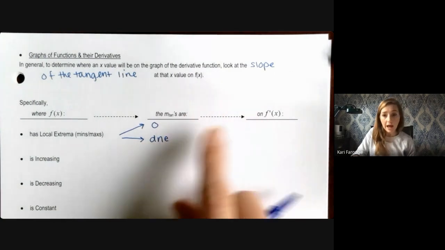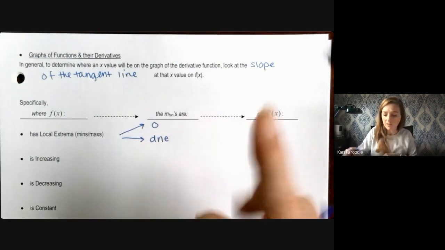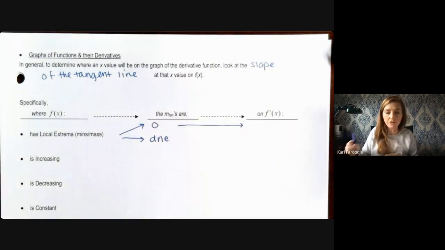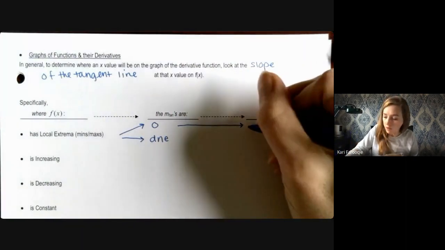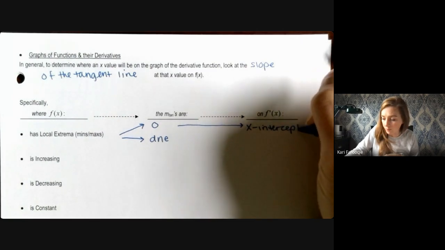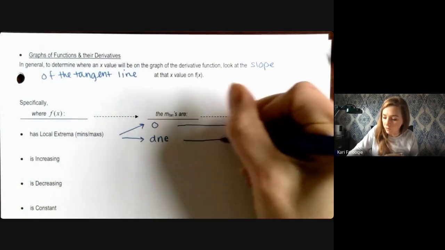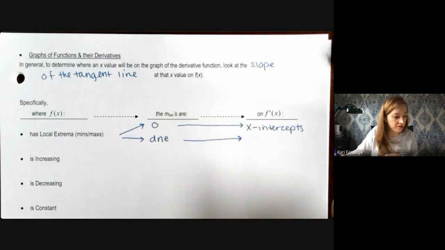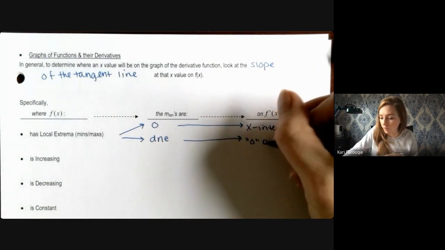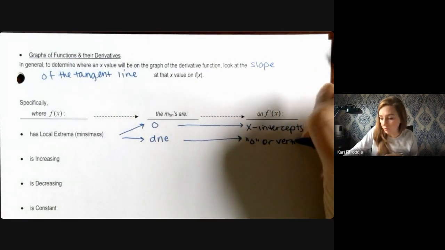On the graph of f prime of x, this is going to look like two different things. If the slope of the tangent line is 0 on f prime of x, this is going to represent x-intercepts. And if we have that the derivative does not exist on the graph of f prime, this will look like a hole or a vertical asymptote.